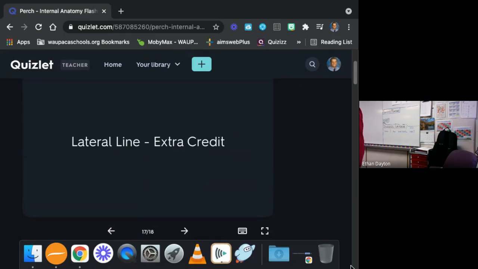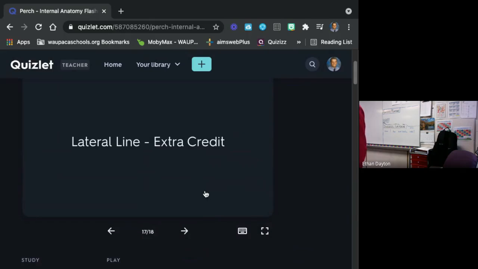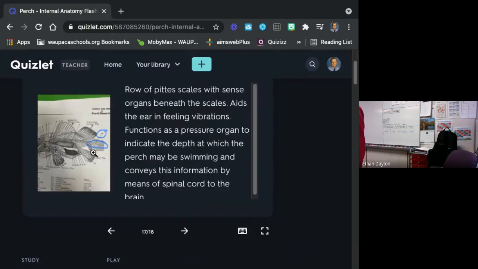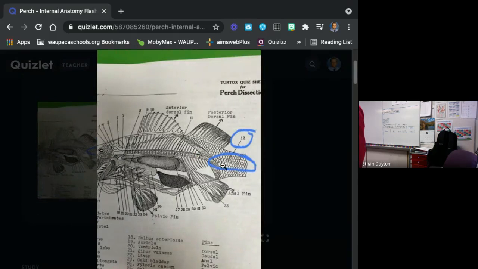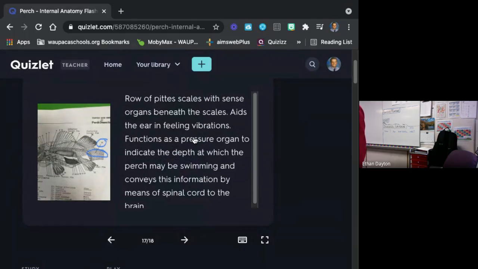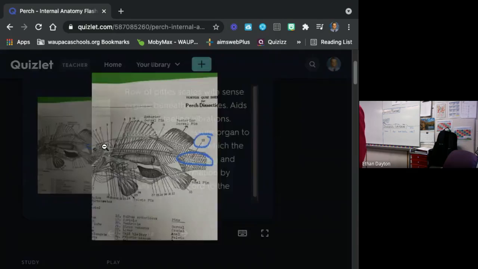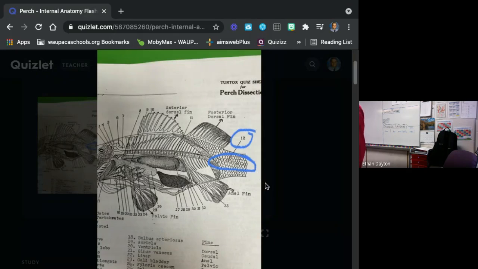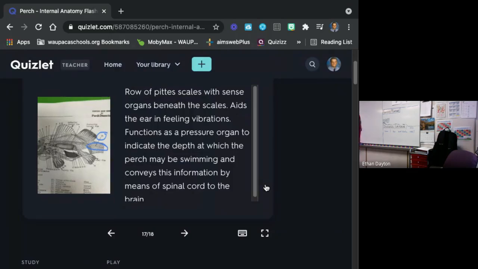Not a ton. Yeah. So this is another extra credit, the lateral line. Oh wow, look at that. That's a pretty easy one, right? You don't have to write all of this. What the lateral line does is it is a sense organ that allows it to feel pressure. Like it's filled with fluids. That's what that line is.